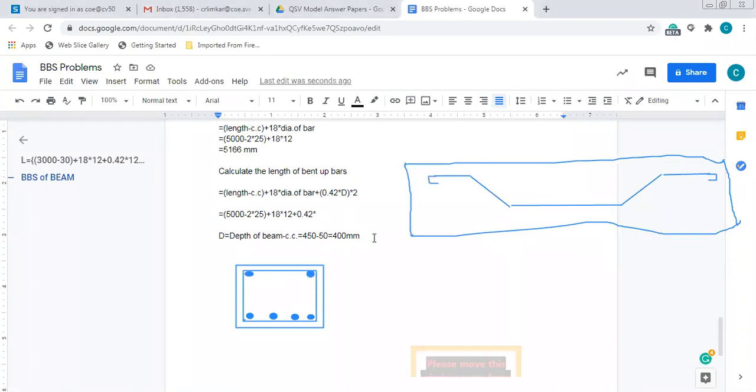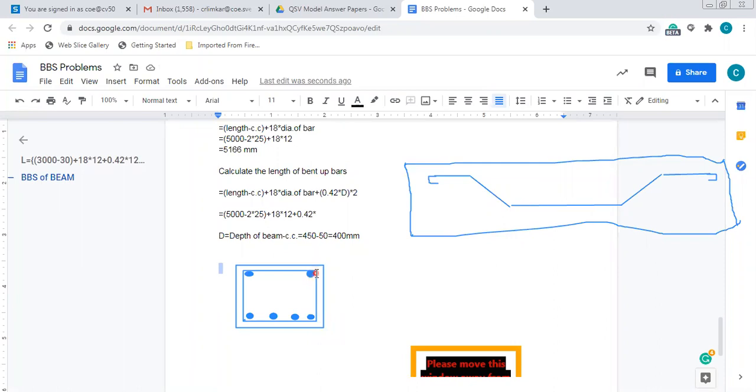Capital D is nothing but 400 mm. Are you getting how I have calculated? This total depth is 450. I will use the pointer for your understanding. From this point to this point, the total depth is 450.